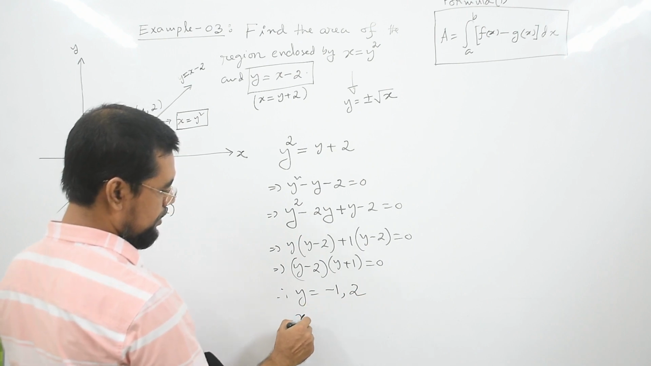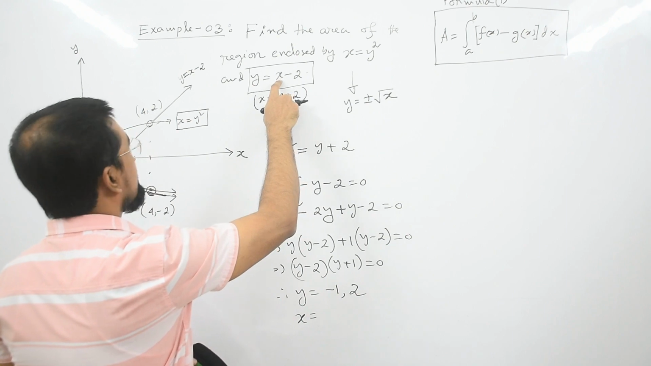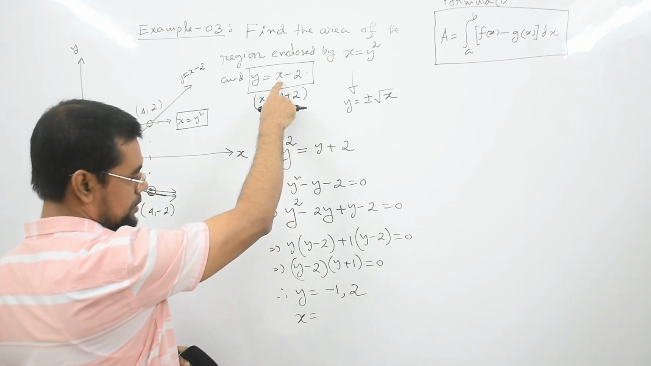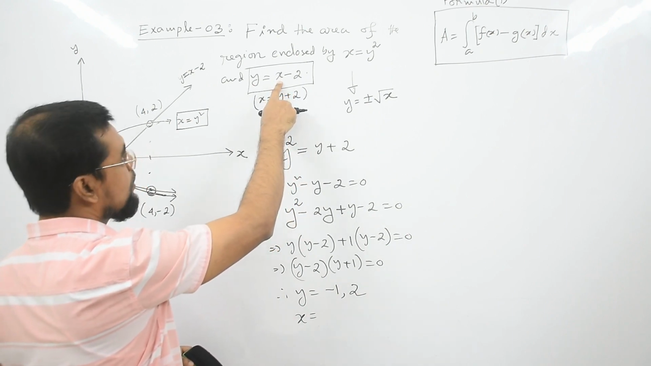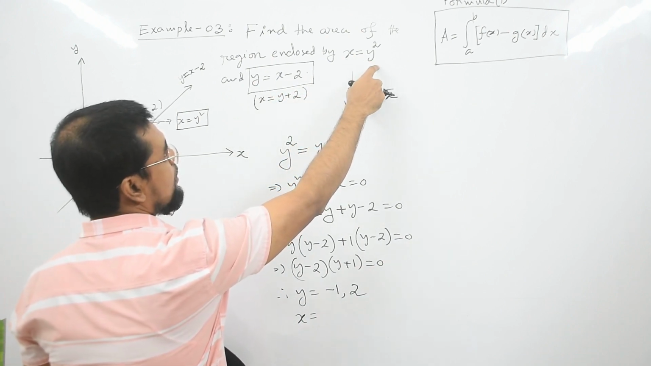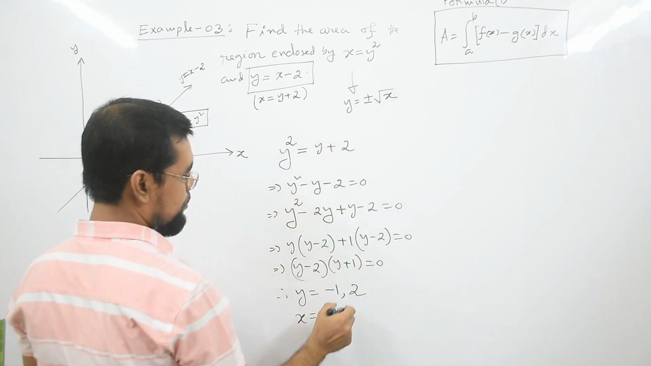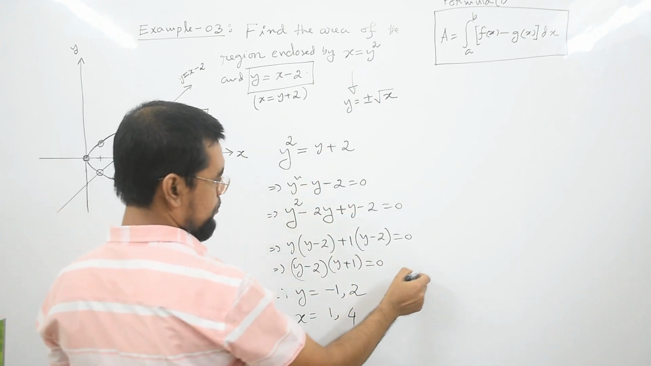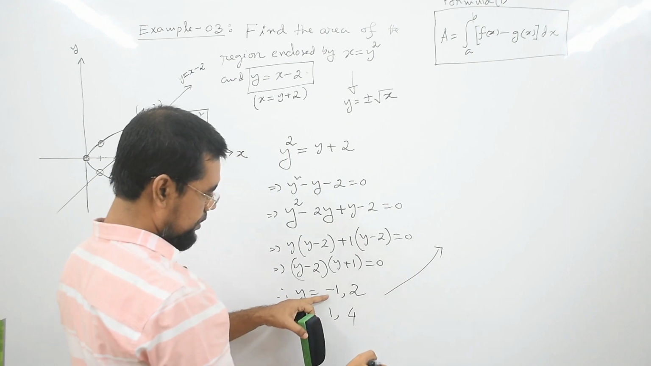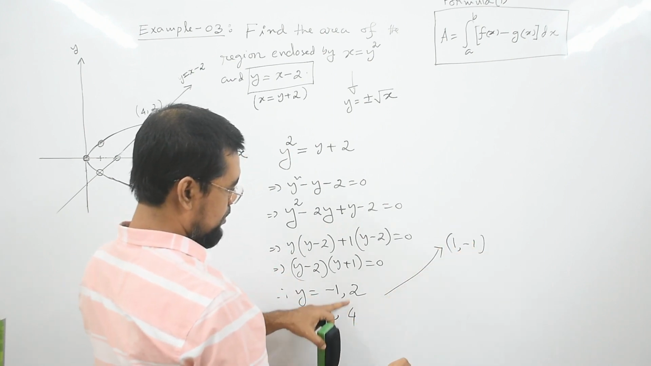And the corresponding value of x, you can use any equation. If y equal negative 1, x equal to 1, and y equal to 2, x equal to 4. So we have 2 points of intersection. One is 1, negative 1, another one 4, 2.